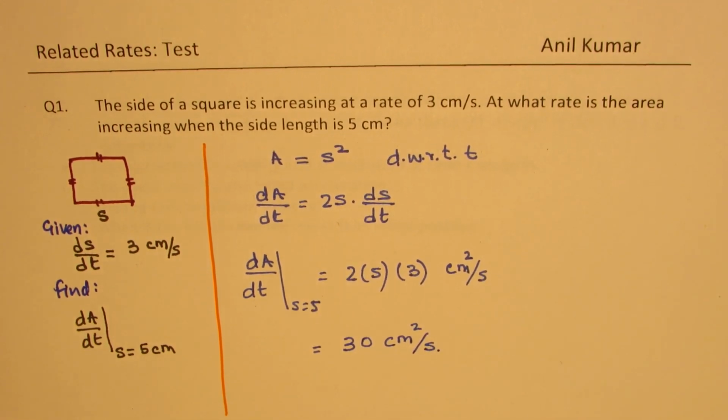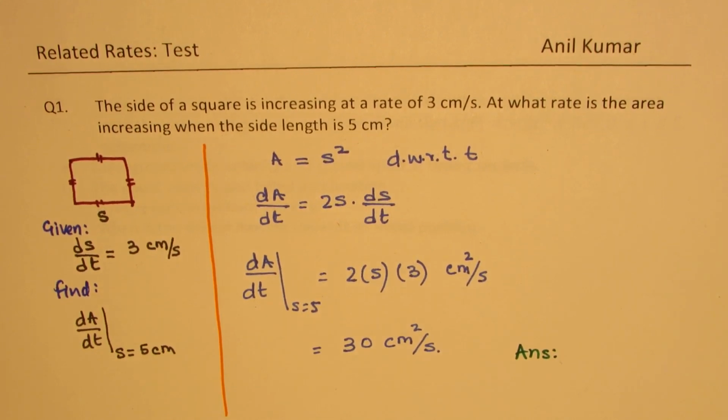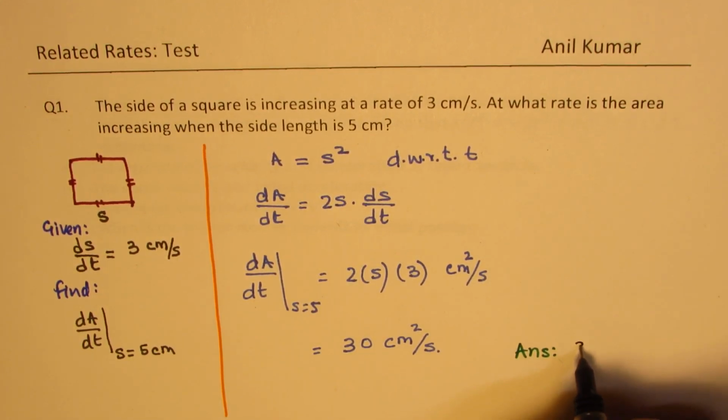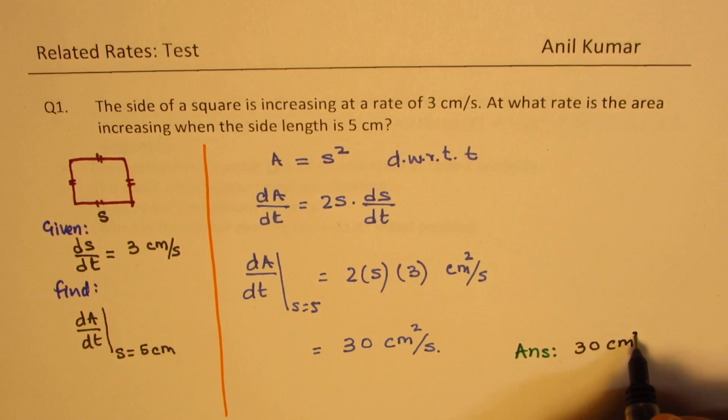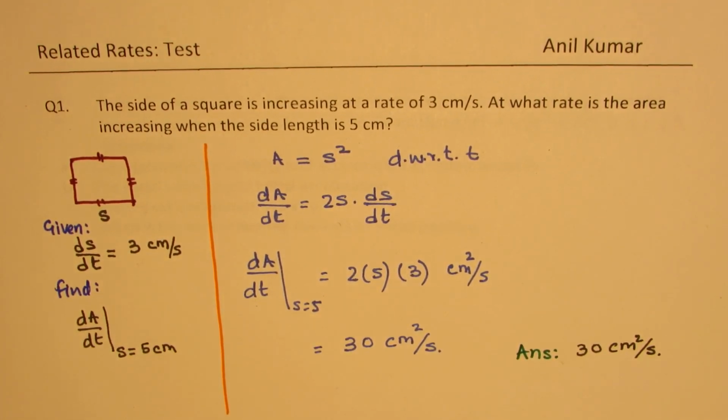Clear? That is how we are going to get the solutions to all our questions. If you want, you can write the answer separately: it will be 30 centimeters square per second. Now let's take the second question.